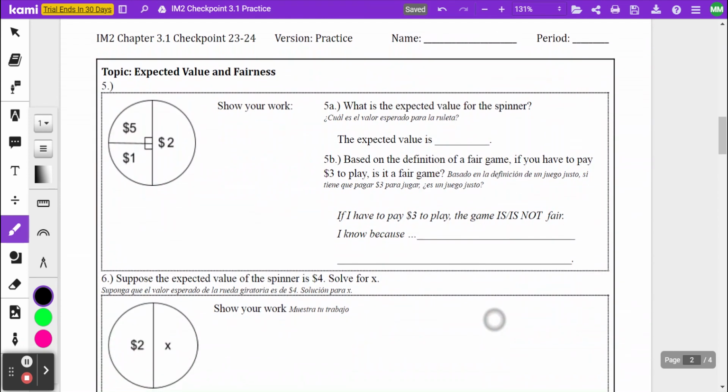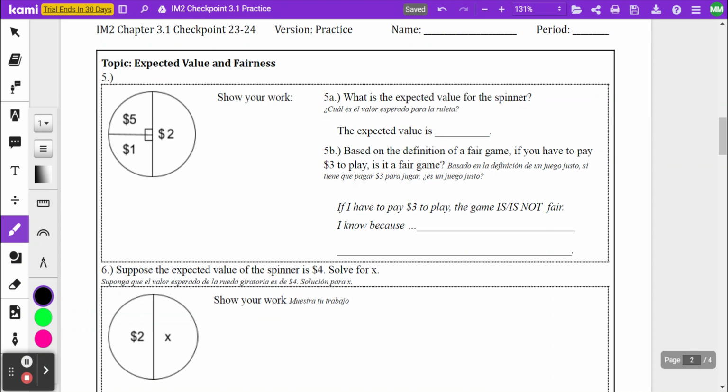Okay, next page. This topic is expected value and fairness. What is the expected value for the spinner? Well, the definition of expected value is that you take each outcome and multiply by its probability and then add those results together. So let's go ahead and do that.